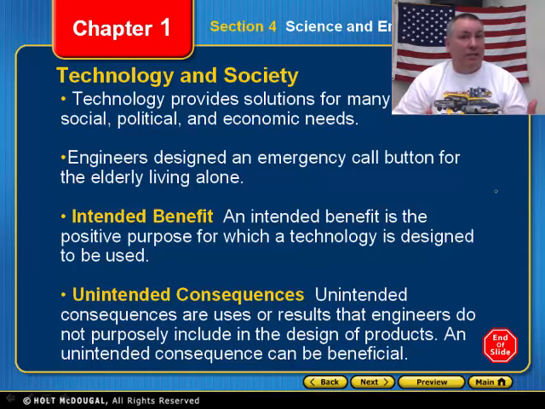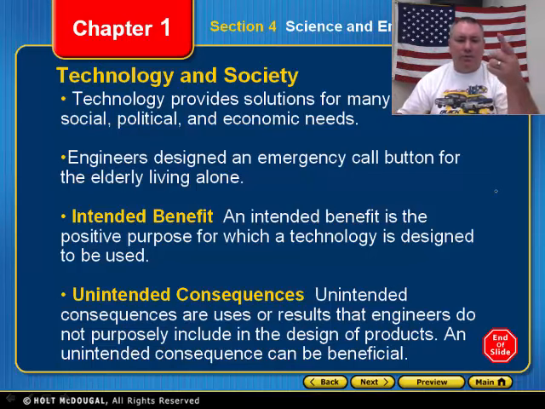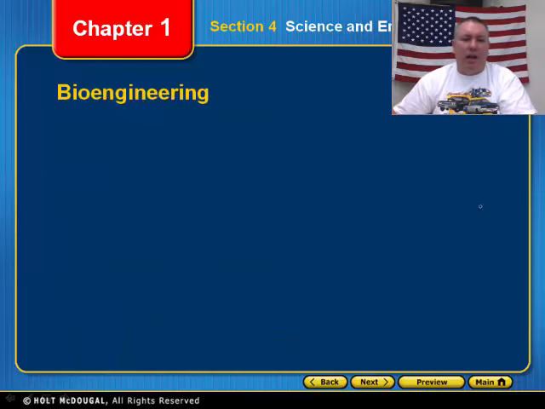An unintended consequence can also be good. More jobs were created. People have to sell the cell phones. People have to fix cell phones. People have to do all those different things. So jobs were created. That's not why the cell phone was created. It was not created to give people jobs. It was created so that we have an easy way of communicating in case of an emergency. But the unintended consequence was that it created a lot of different jobs.